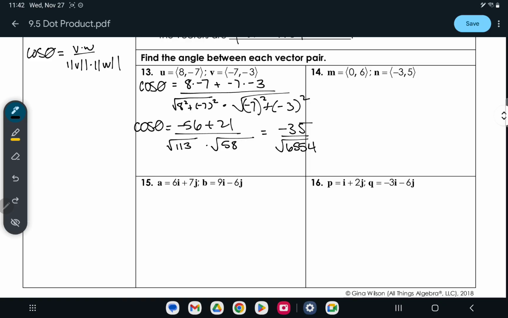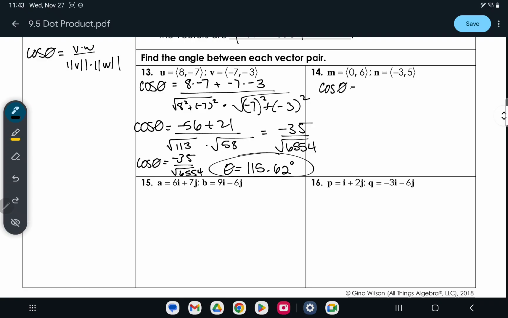And then, so what I have is cosine of theta equals negative 35 over the square root of that large number. And to get the theta by itself, we can do the inverse cosine. So inverse cosine of negative 35 divided by the square root of 6554. Making sure we're in degree mode. Theta is going to be 115, and let's round it to, so 62 degrees. Okay, let's do another one.